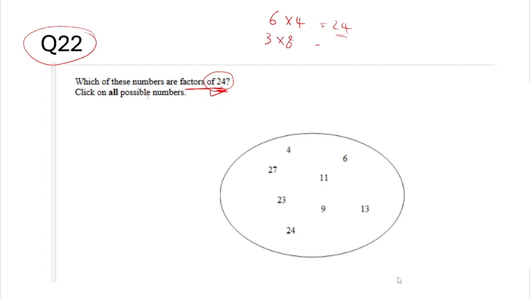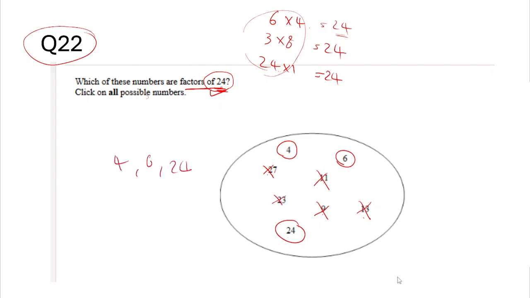For example, 6 multiplied by 4 is equal to 24, so these numbers are factors of 24. 3 multiplied by 8 is equal to 24. 24 multiplied by 1 is equal to 24, right? So all these numbers are factors of 24. Let's see here. 4, yes, it's a factor of 24. 6 is a factor of 24. 24 is a factor of 24. 27, no. 11, if I multiply it by anything, it will not give me 24. 9, nothing also. 13, no. 23, no. So the answer will be 4, 6, and 24.